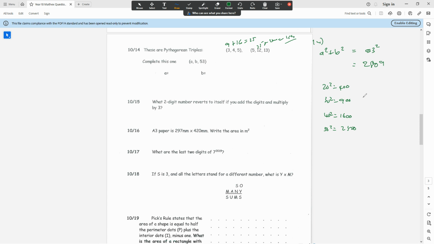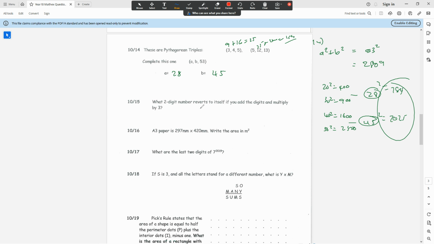So if we have to complete this one, what we end up with is, what if we had 28 and 45? All right, so 28 squared after trial and error comes to 784, and 45 squared after trial and error comes to 2,025. And 2,025 plus 784 comes to 2,809. So this one would be what we're looking for there. So this number would be 28, and this number would be 45.